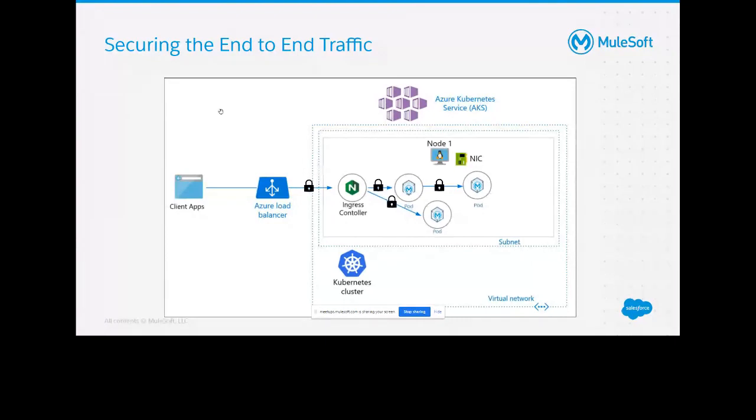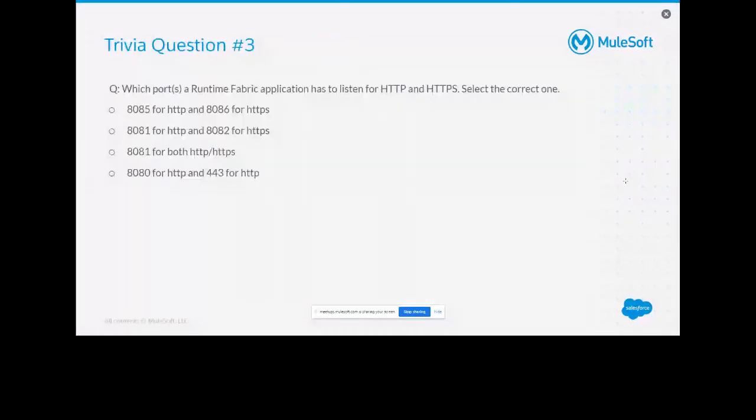If you see all the logs here, we are securing the traffic from the client apps to the Ingress controller. That's part one of the demo. And then again, we are securing the traffic from the Nginx controller to the Mule application. So this is the second part of the demo. Okay, so let's get started.